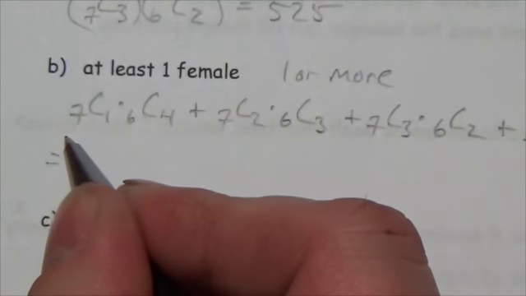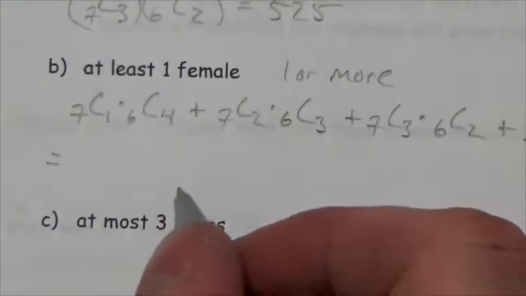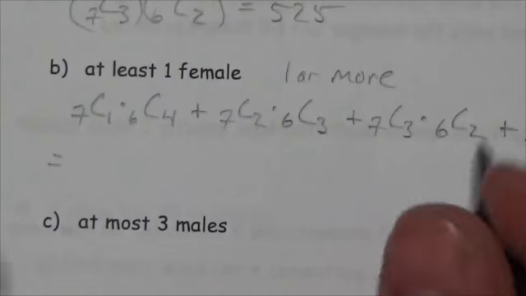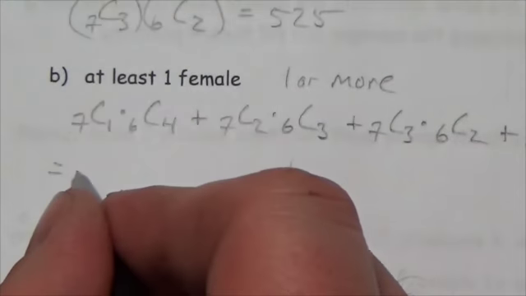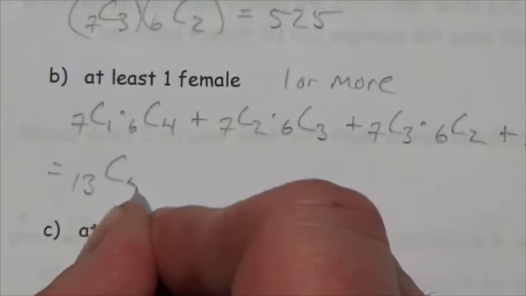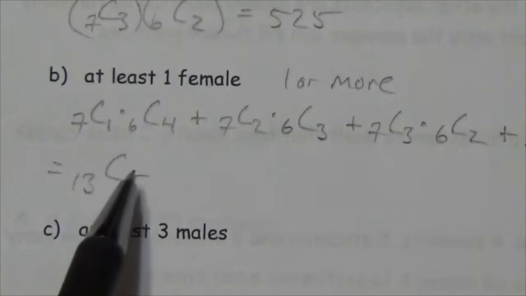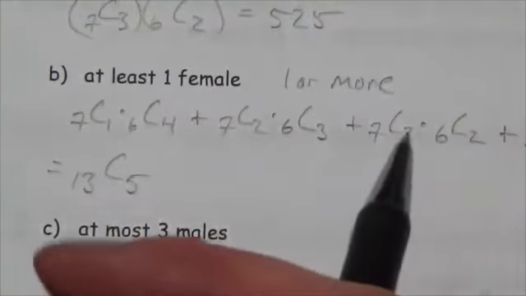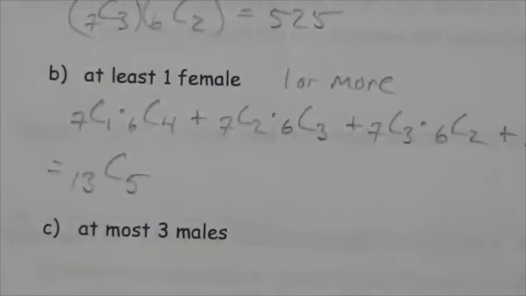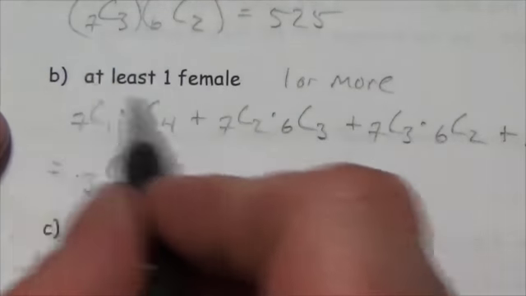But there is another way of doing this. The other way of going about doing this is to just look at the fact that I've got 13 people. Don't worry right now about male or female. There are 13 people, and I need to choose 5. 13 choose 5 is the total number of ways I can choose a committee here without restrictions. Okay? Now, I want at least 1 female.